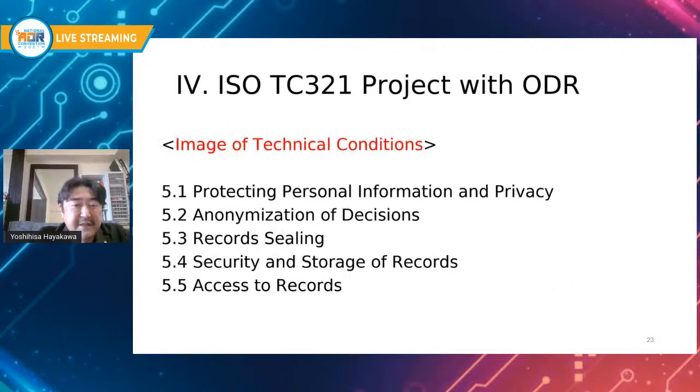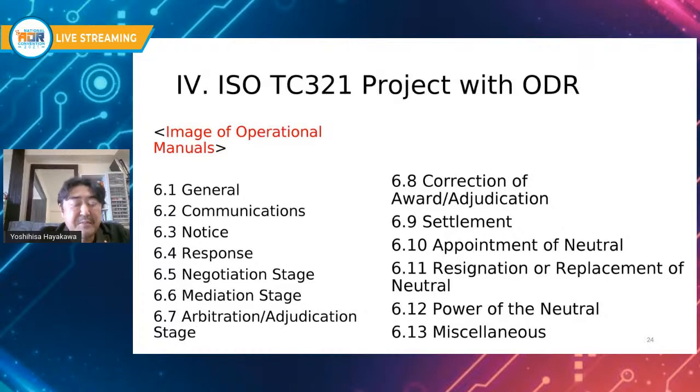Next, please. ODR has to be secure, especially from the viewpoint of privacy and information security. This includes protecting personal information and privacy, anonymization of decisions, record sealing, security and storage of records, and access to records. These kinds of issues should be standardized, and so we try to provide a document which everybody can easily rely on in the ISO standard. Next, please. The image of the operational manuals is like this.